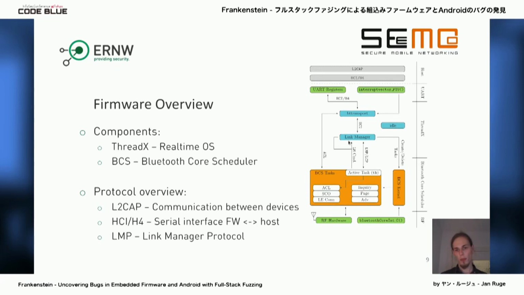And this thread also handles something that is called the link manager protocol, LMP. This protocol is used to establish pairing, for example, or to handle the connection setup. And down here we have the Bluetooth cross scheduler with various different Bluetooth-related tasks, for example, Bluetooth connections, paging, device inquiry, like scanning for devices, etc.